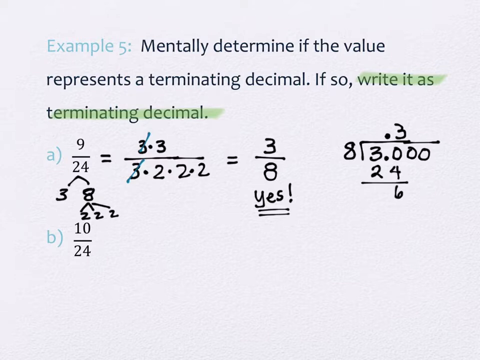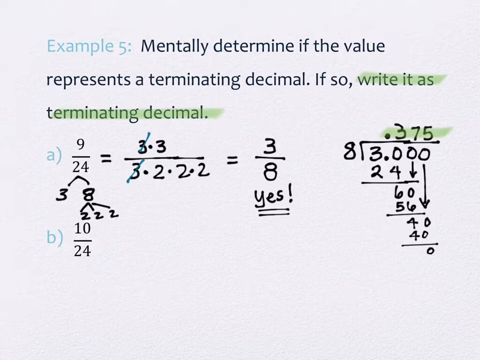Subtracting gives me 6, and I'll bring down a 0. So 8 goes into 60 how many times? 7. What's 7 times 8? 56, good. And I subtract, I get 4, and bring down my 0. 8 goes into 40 how many times? 5, and 5 times 8 is 40. So I subtract, nothing left. The decimal that I'm looking for is right here, 0.375, or 375 thousandths.